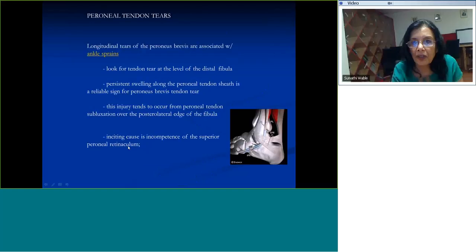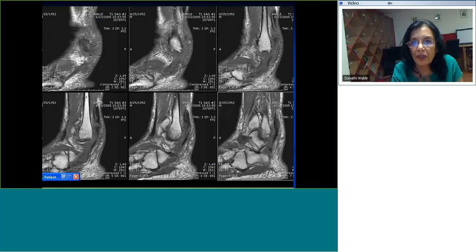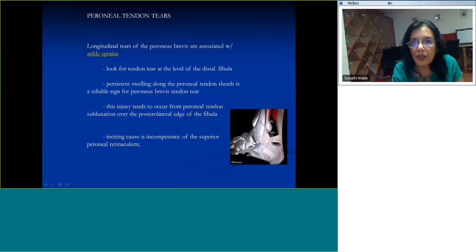Now, moving on, peroneal tendon tears are associated with inversion injuries and ankle sprains. Persistent swelling along the peroneal tendon sheath is a good indicator for peroneus brevis tear.